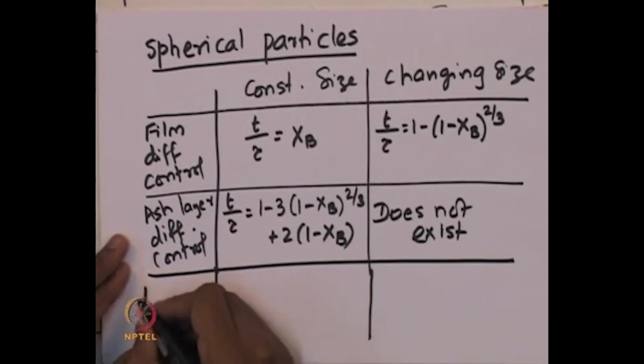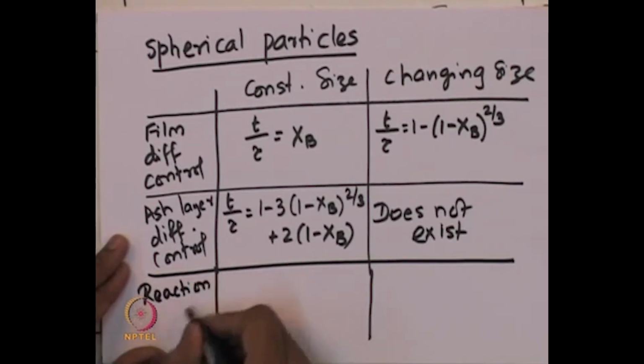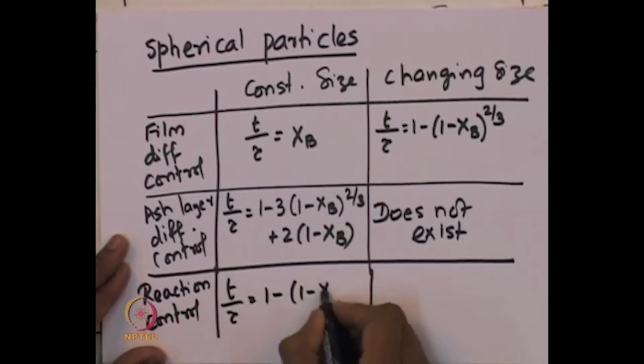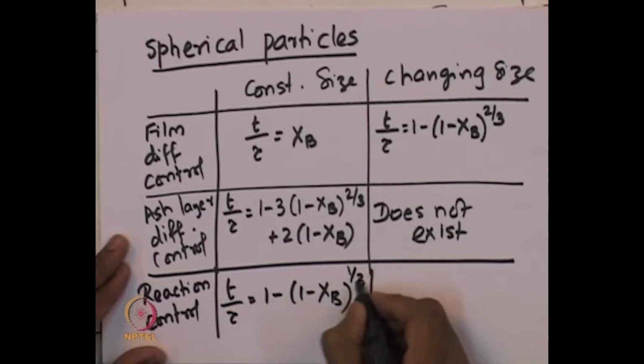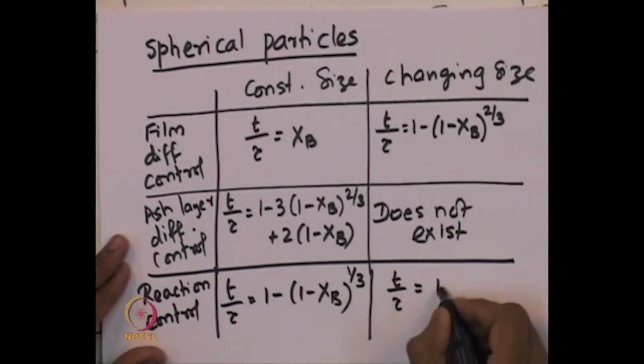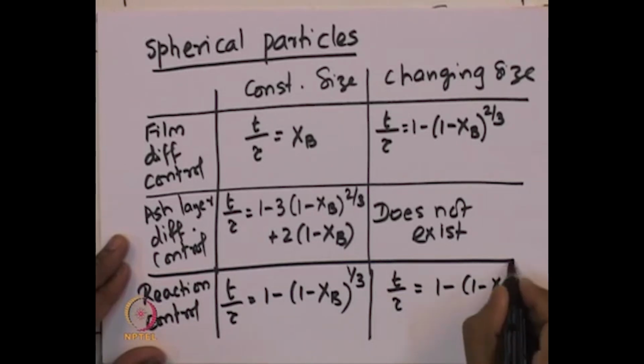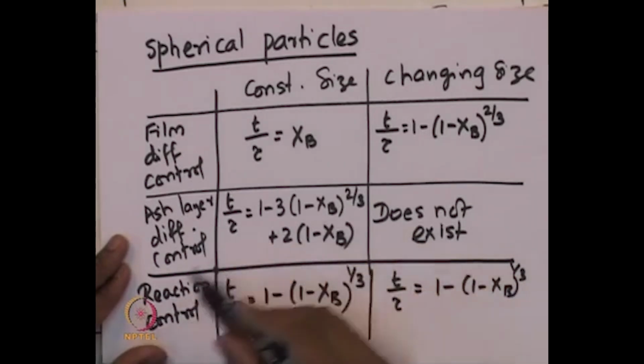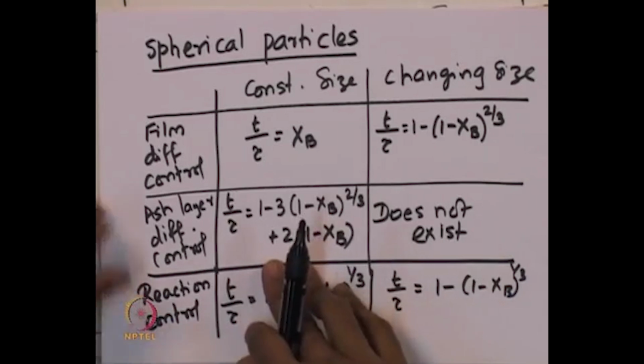Then the third case is where the reaction is controlling the overall conversion. If it is the reaction control, then t by tau is given by 1 minus xb to the power of 1 by 3, and here too t by tau is given by 1 minus xb to the power of 1 by 3. In both cases, the time taken for the unreacted core to reach a certain radius depends on the conversion in exactly the same way, because the presence or absence of the film or the ash layer does not contribute to the overall conversion if it is in the reaction control regime.